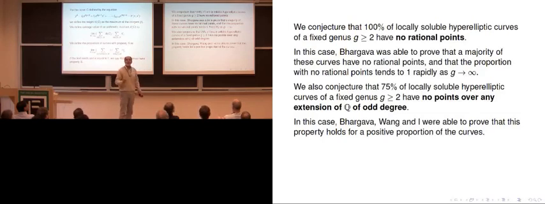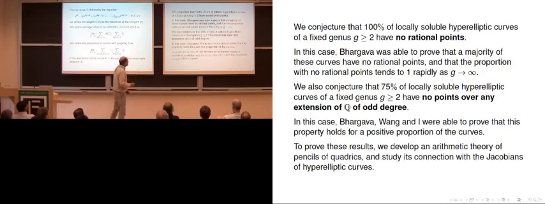It's just positive. Okay? Now to prove these results, we have to introduce some technique that goes beyond the curve. So we're going to use what I call an arithmetic theory of pencils of quadrics, which is a famous geometric theory, an algebraic geometry over the complex numbers. So we're going to work that out and see what it does over the rational numbers. And of course, we'll have to study the connection with the Jacobian of hyperelliptic curves. So I want to talk a little bit about that theory before I get into our proof. Other questions at this point?